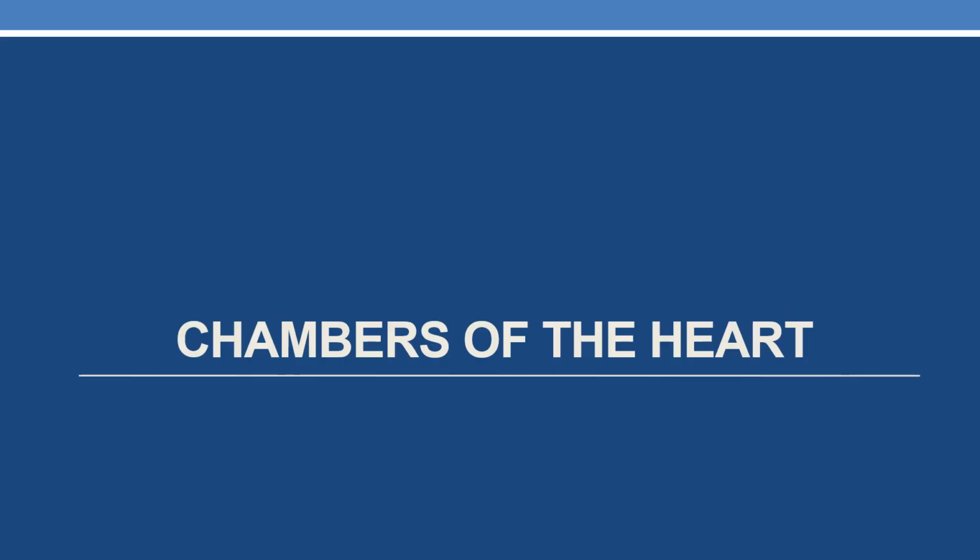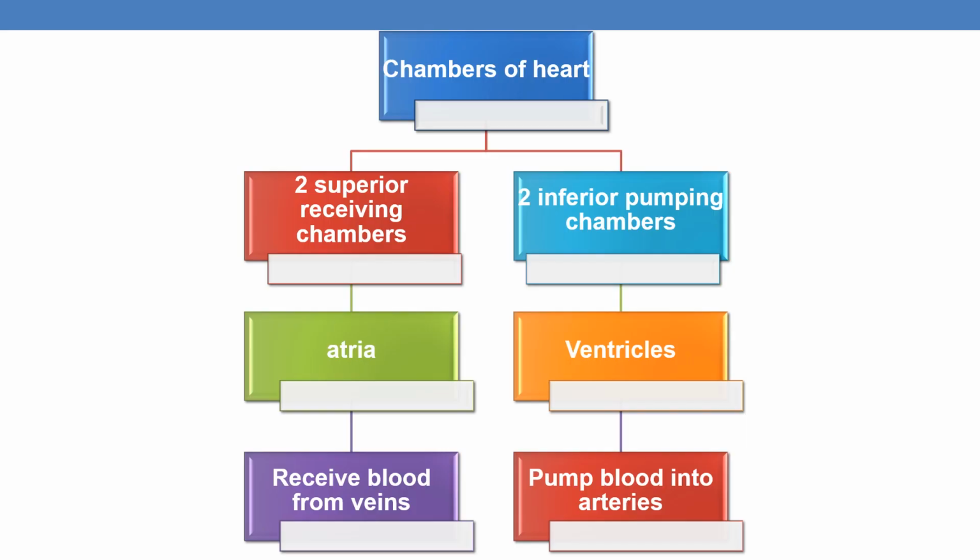Now coming to chambers of the heart. The heart is mainly composed of 4 chambers. 2 superior receiving chambers called atria that receive blood from the veins, and 2 inferior pumping chambers called ventricles that pump the blood into arteries. So what are the pumping chambers? Ventricles are the pumping chambers. What are the receiving chambers? Atria are the receiving chambers.